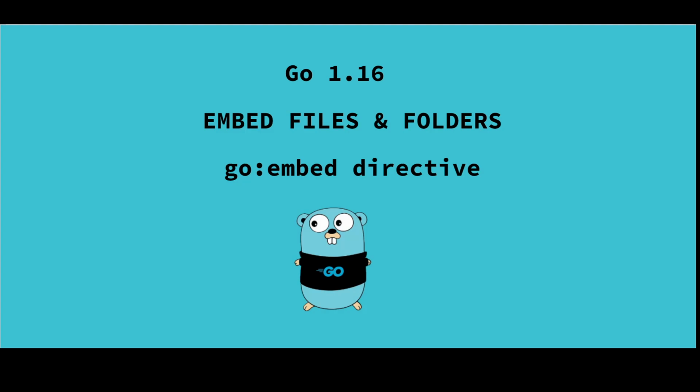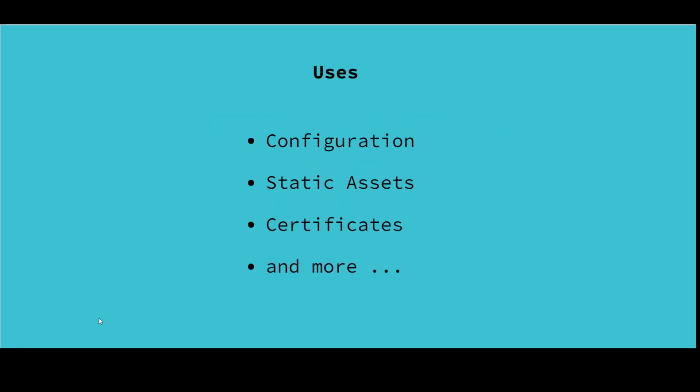Today's topic is how to embed files and folders using the Go embed directive. So what are the uses of the Go embed directive? Some of them are that you can embed a configuration file if it's a console app. If it's a web app, you can embed your static assets, or you can embed keys and certificates and any file you can think of. So these are some of the uses of the Go embed directive.